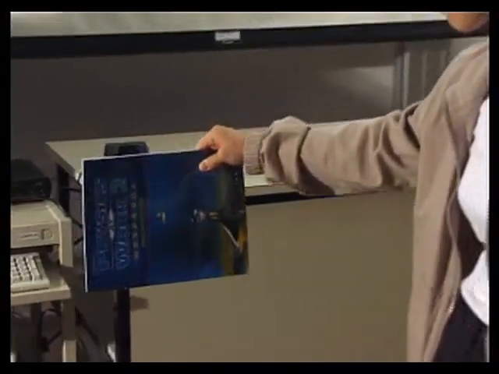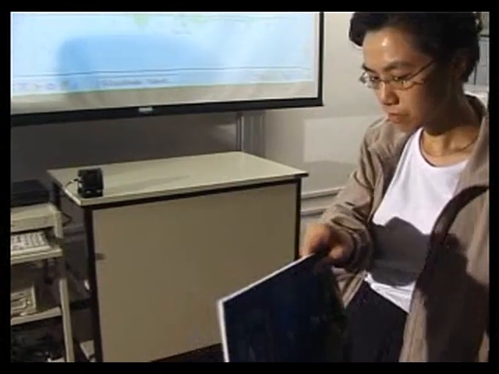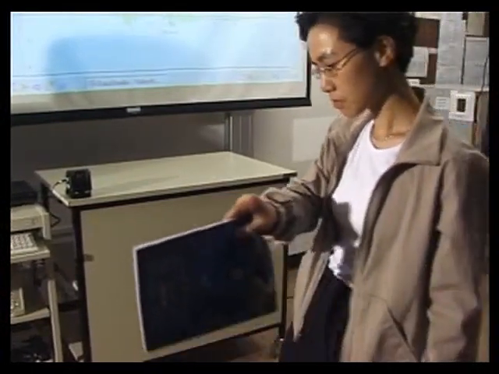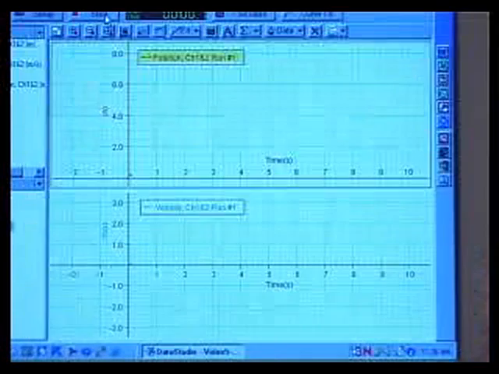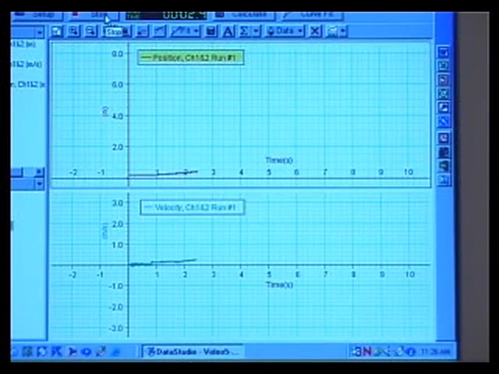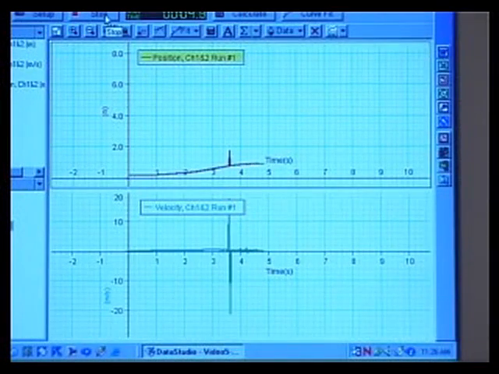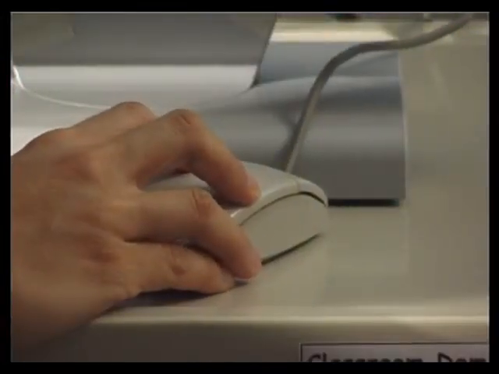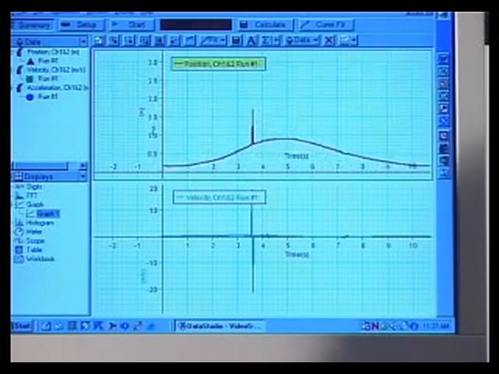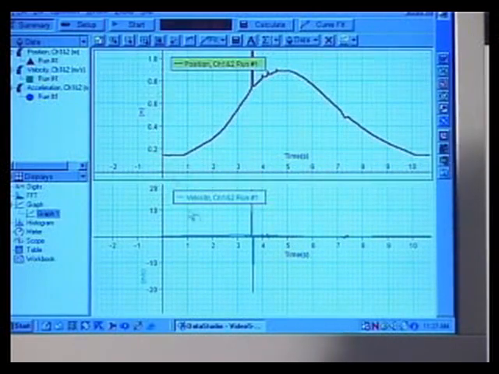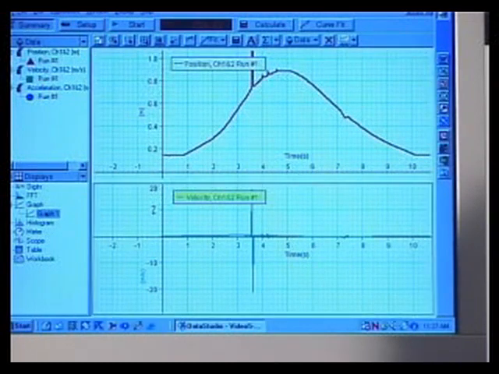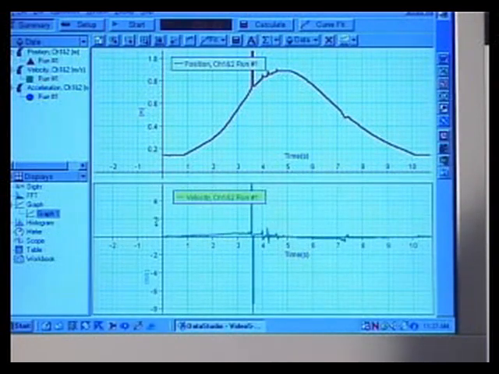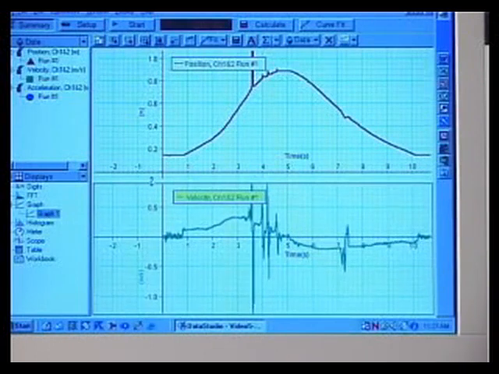Let's study the motion of the card, first moving away from and then towards the motion sensor. What do the ST and VT graphs tell us about the motion?